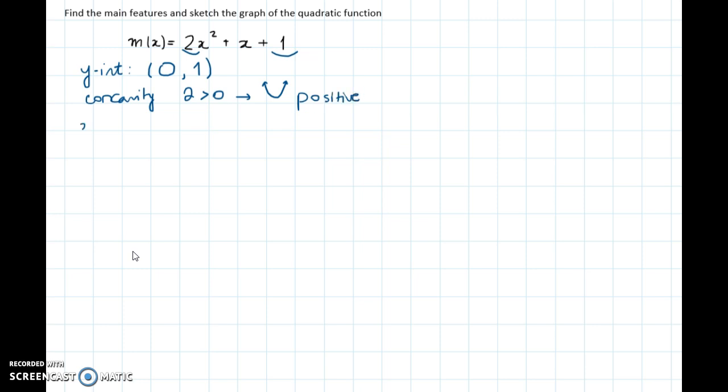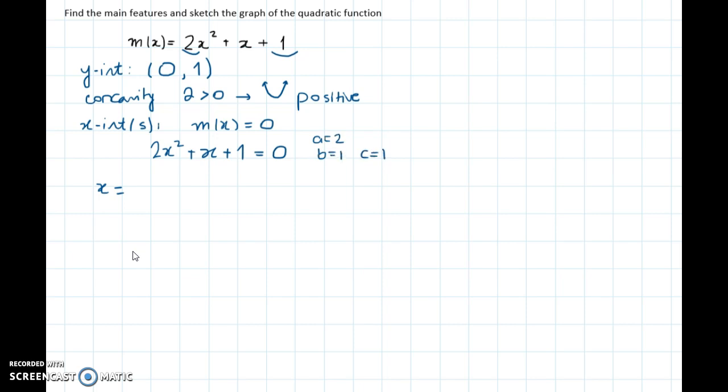Now we're going to try to find the x-intercepts of the function, if any. So we wish to solve the function equal to 0. We want to know for which values of x 2x squared plus x plus 1 is equal to 0. We're going to apply the quadratic formula for this, using that the value of a is 2, the value of b is 1, and the value of c is 1 as well.